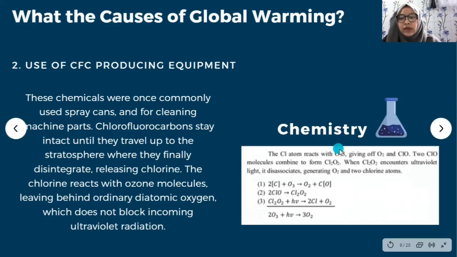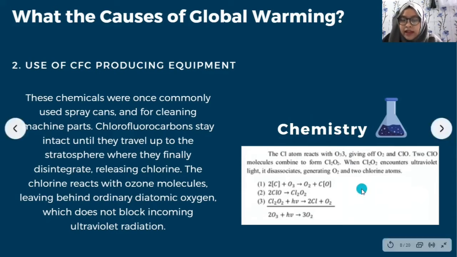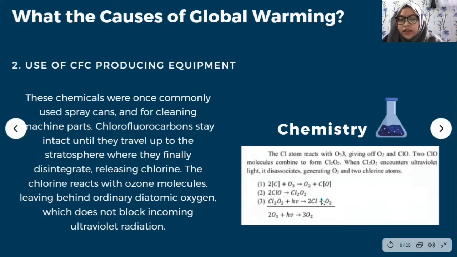So this is the chemical reaction. The Cl atom reacts with O3, giving off O2 and ClO. Two ClO molecules combine to form Cl2O2 and O2. When Cl2O2 encounters ultraviolet light, it dissociates, generating O2 and two chlorine atoms. So as you can see, chlorine atoms are used in the first step but produced in the third. This means that few chlorine atoms can repeat this sequence of reactions again and again, destroying a great many ozone molecules.